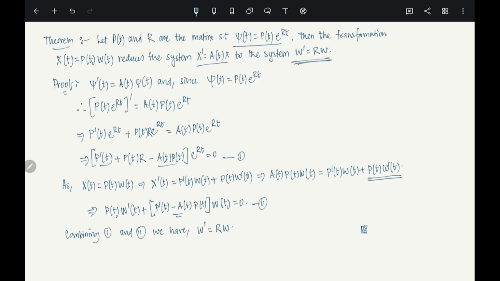You solve w prime equals R w, which is easy to solve because this is a constant coefficient equation; this is e power R t times some constant, right? So you just calculate that. Once you get the solution w, you just put it with the P. So P times that solution will be your x of t, which satisfies the equation, and you are done. So with this, I am going to end this video.